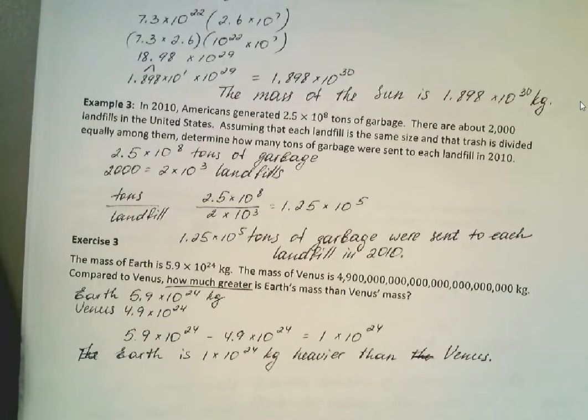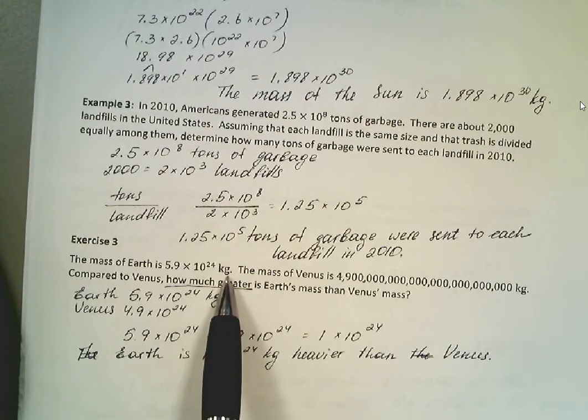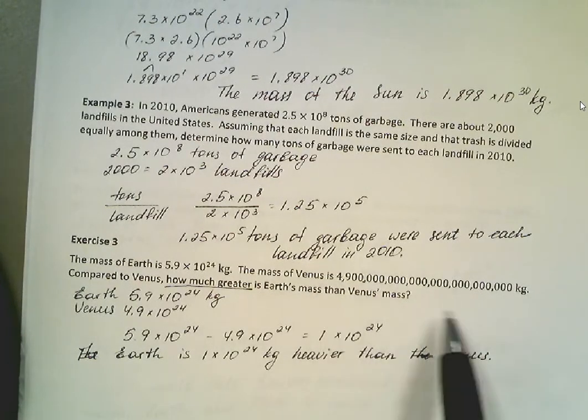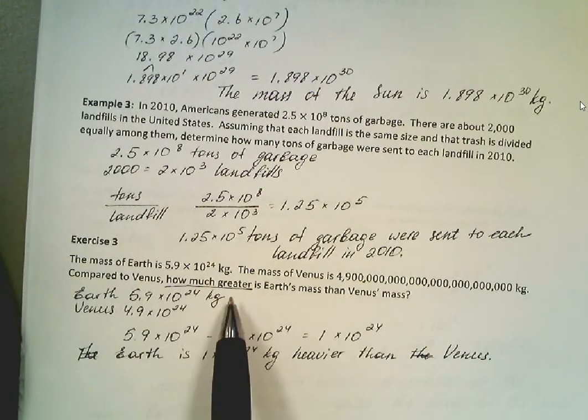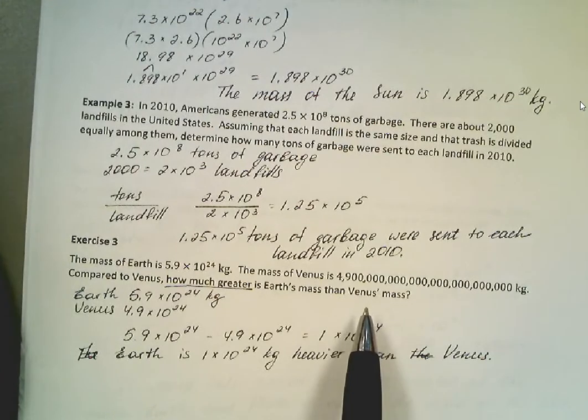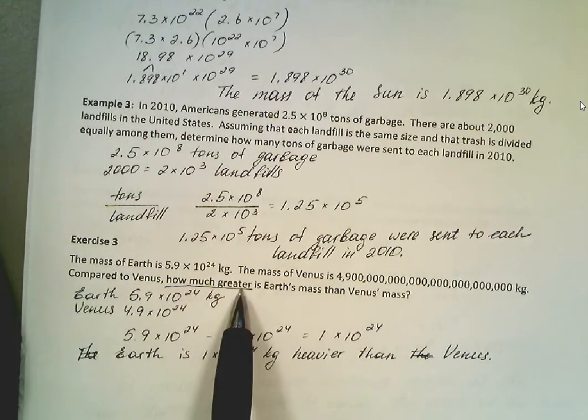Exercise 3. The mass of Earth is 5.9 times 10 to the 24th kilograms. The mass of Venus is this large of a number. So compared to Venus, how much greater is Earth's mass than Venus's mass? So one thing that you need to understand here, how much greater is not how many times greater. How much greater is a basic comparison problem, which involves subtraction. If we had the word times in here, then we would divide. But there is no word times, so we are just subtracting.